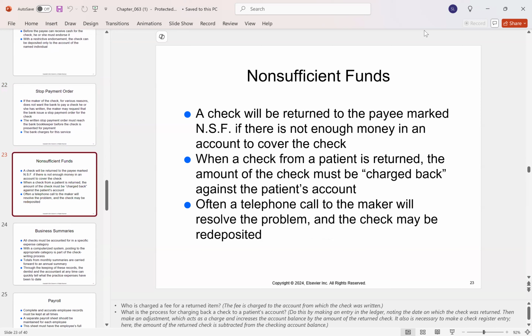Non-sufficient funds: a check will be returned to the payee marked NSF if there is not enough money in the account to cover the check. When a check from a patient is returned, the amount of the check must be charged back against the patient's account. Often a telephone call to the maker will resolve the problem and the check may be redeposited.